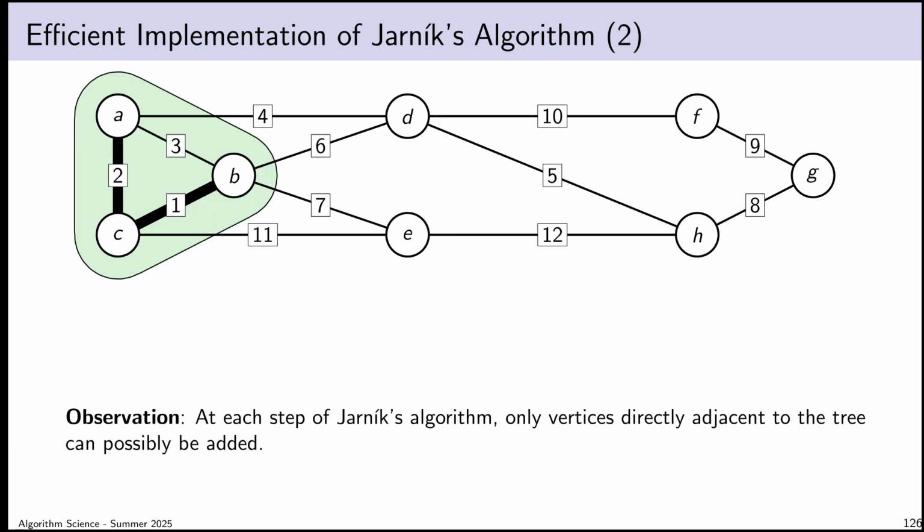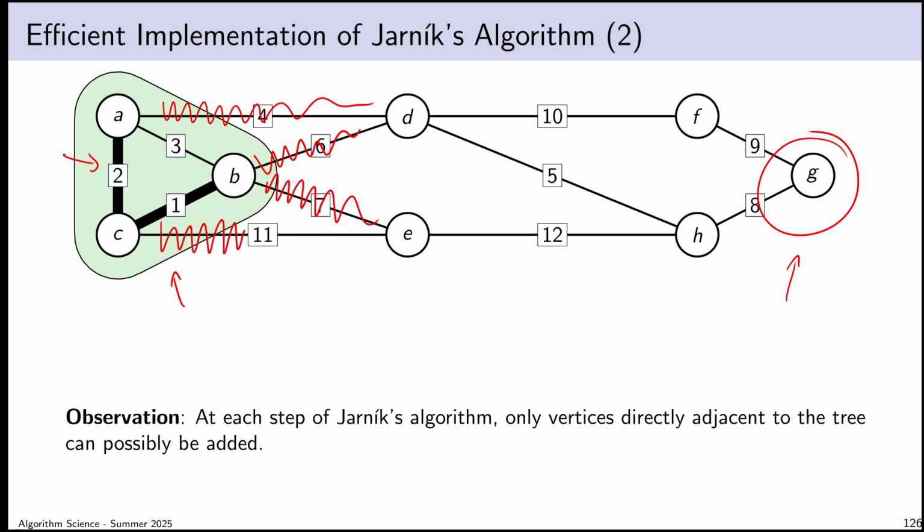So an observation I can make, suppose my tree is this at this moment. It's pretty clear to me that there's no way vertex G is getting brought in at the next step, because vertex G is far away from the tree. Additionally, obviously the edge AC is irrelevant because I've already brought edge AC in. The only edges I care about are these ones, the ones that directly connect the tree to the rest of the world. Okay, but we knew that.